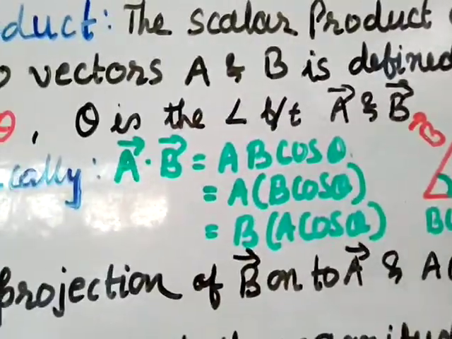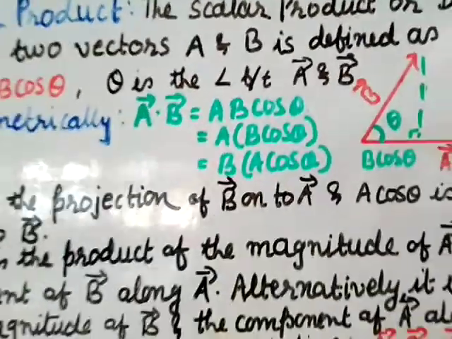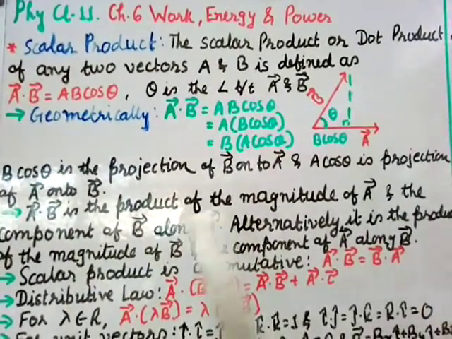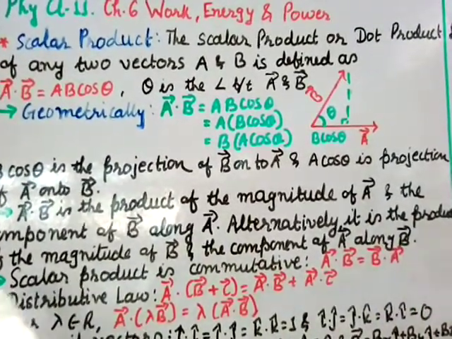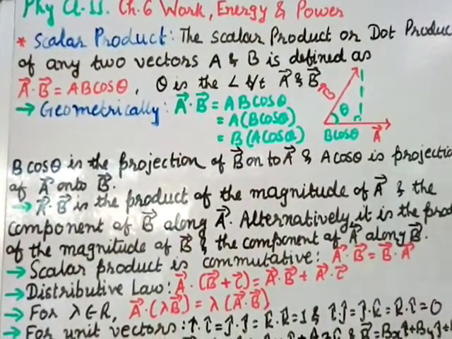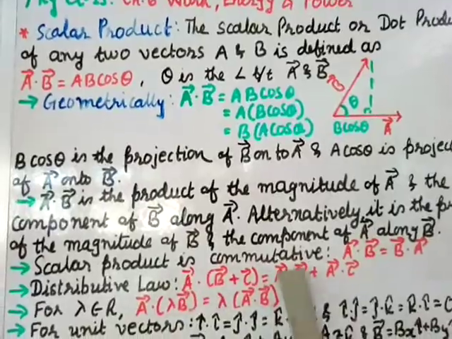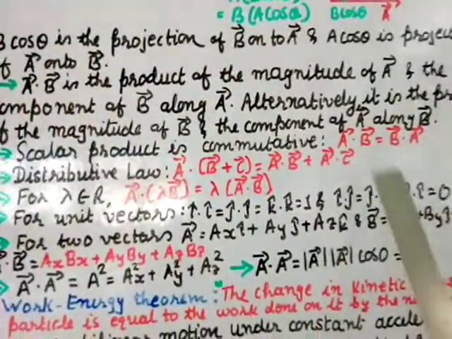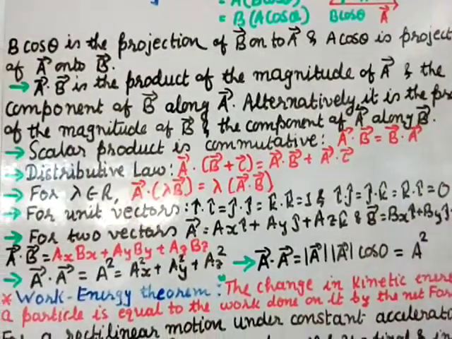So that is another way we can say that A dot B means it is the product of the magnitude of vector A and the component of B along A. Alternatively, we can say that it is the product of the magnitude of B and the component of vector A along vector B. Scalar product is commutative. That means if you change the order, the answer does not change. That is, A dot B equal to B dot A.